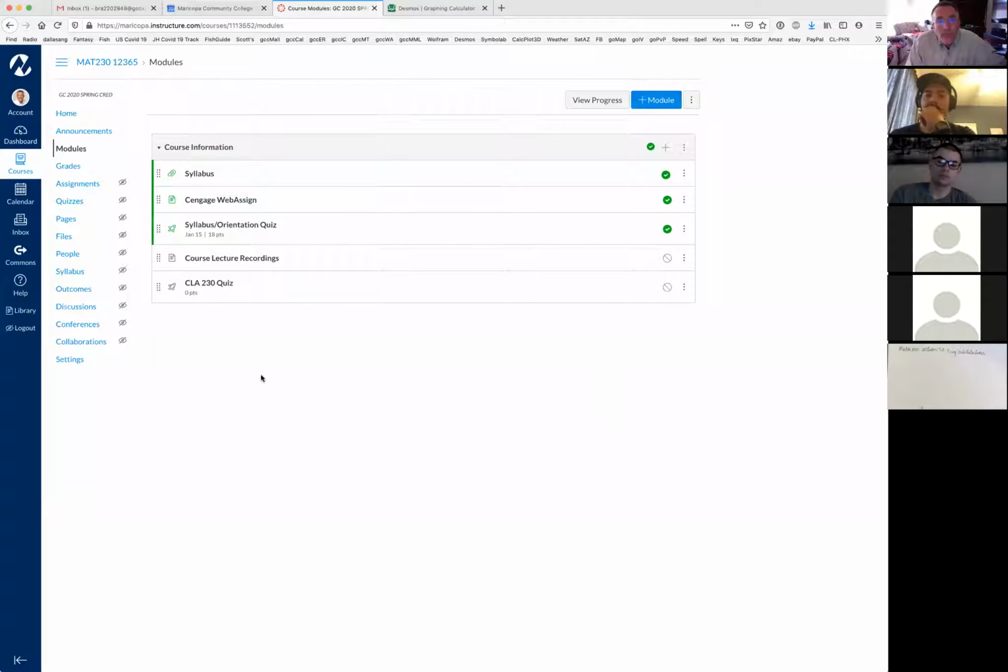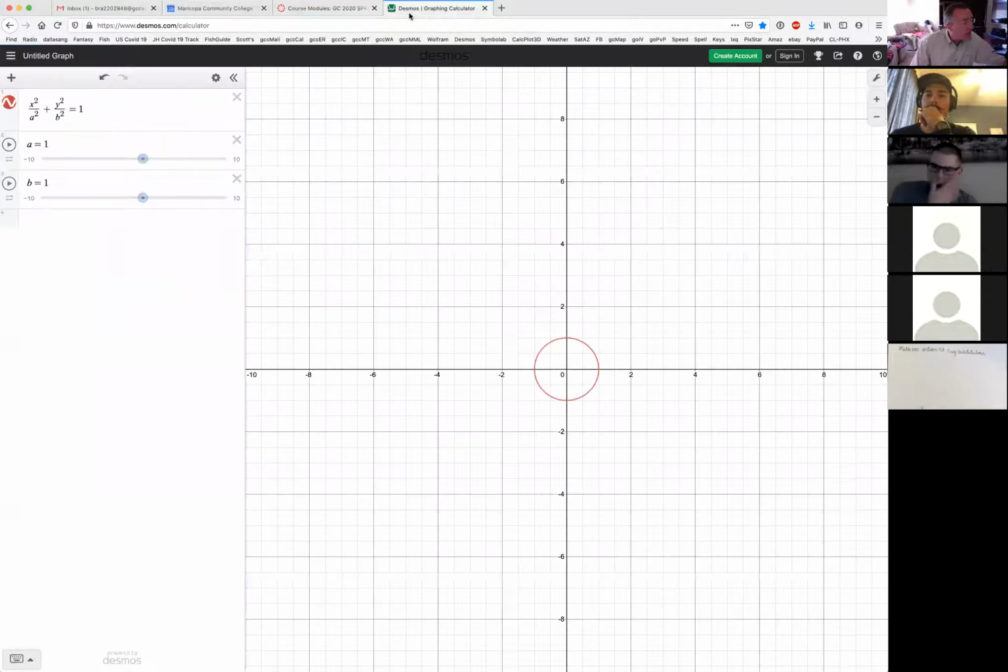Desmos, if I can find it. Where's my Desmos? Hang on just a second. Share, that's not. Is this it? That looks like our link. That's not, well, maybe that's, see if I can, oh, I wanted to share this window. Do you guys have Desmos?